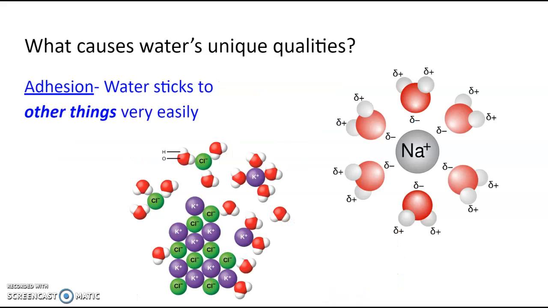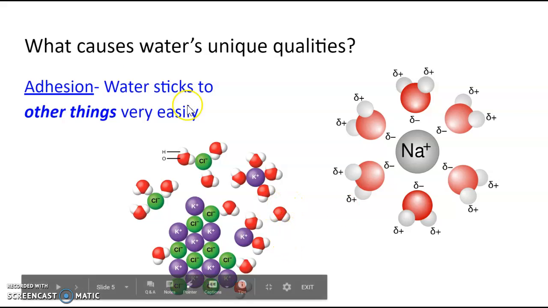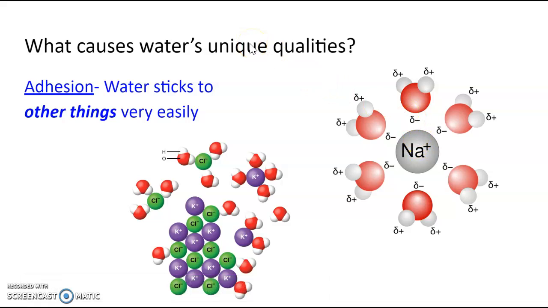So the next really important quality is adhesion. And adhesion says that water sticks to other stuff really easily. Because water has that positive and that negative side, if there is anything slightly positive or slightly negative around, the water is going to stick to it. So put a positive sodium ion in there, and all of the negative oxygens get attracted to that cation, and they just surround it.